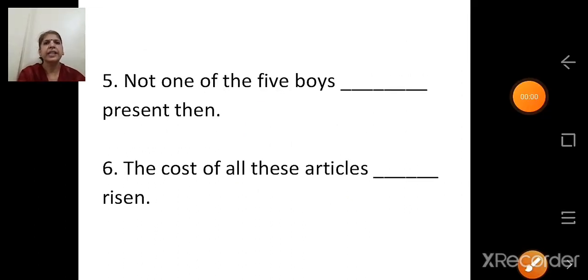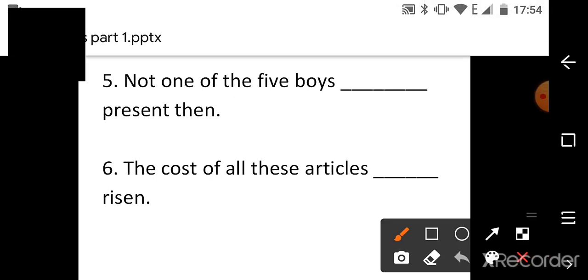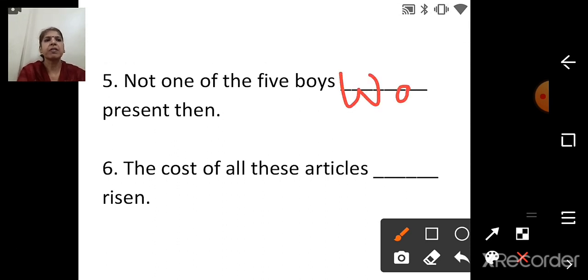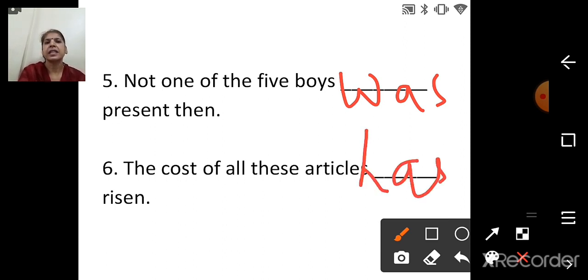Next one is: Not one of the 5 boys dash present then. So here we are talking about not one of the boys, one, so singular. So not one of the boys was present. So here what will come, children? Was present then. The cost of all these articles dash risen. The cost of all these articles has risen.